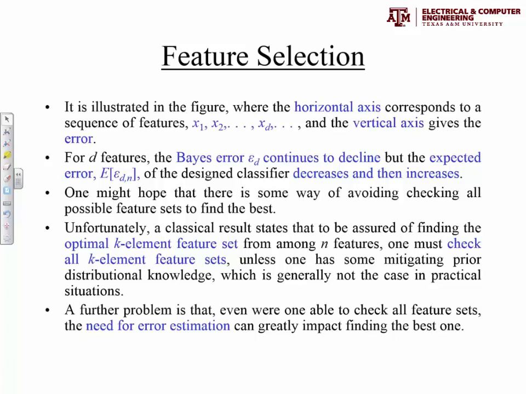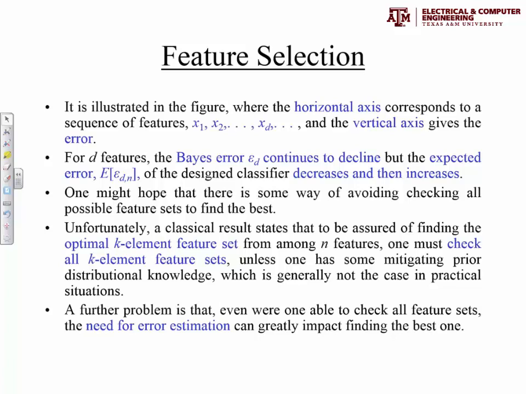One might hope that there is some way of avoiding checking all possible feature sets to find the best, right? Unfortunately, you cannot do that. There is a theorem, a classic result in pattern recognition, that in order to get the best feature set of size k, you have to check all combinations, all possible subsets of size k. Somebody has already proven that, right?